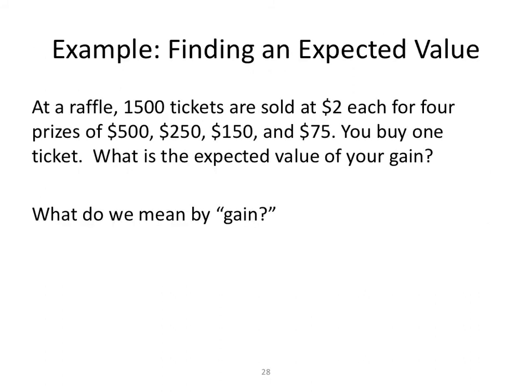So let's look at finding an expected value. At a raffle, 1,500 tickets are sold at $2 each for 4 prizes. We have a $500 prize, a $250 prize, a $150 prize, and a $75 prize. You buy 1 ticket. What is the expected value of your gain? So what do we mean by gain? Gain would be whatever you win or lose. So let's look at how we find this expected value on the next slide.